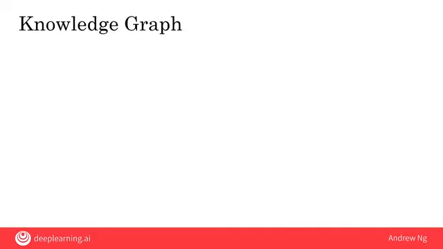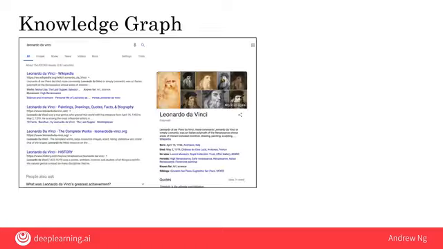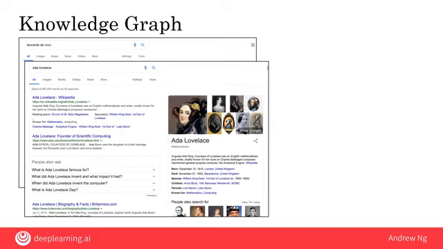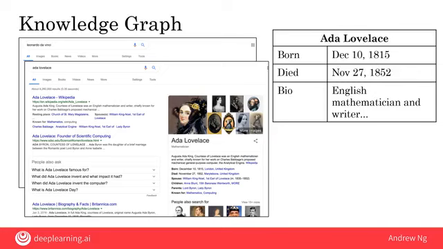Finally, the knowledge graph is another important AI technique that I think is very underrated. If you do a search on Google for Leonardo da Vinci, you might find this set of results with this panel on the right of information about Da Vinci. If you do a search on Ada Lovelace, you also similarly find a panel of additional information on the right. This information is drawn from a knowledge graph, which basically means a database that lists people and key information about these people, such as their birthday, when they passed away, their bio, and other properties of these individuals.